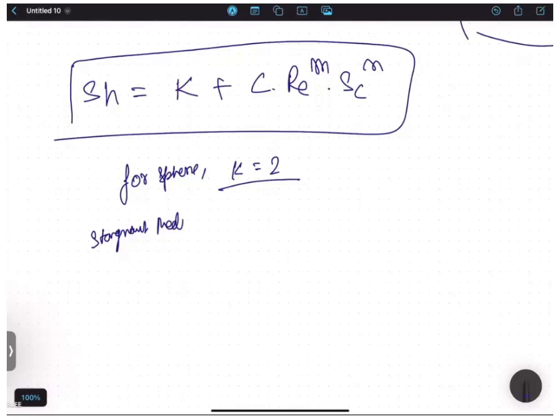Suppose you have a stagnant medium. You will find PYQs on this formula. Too many PYQs you will find on this formula. Okay, it is very important. So for stagnant medium, you know that your velocity will be equal to 0.